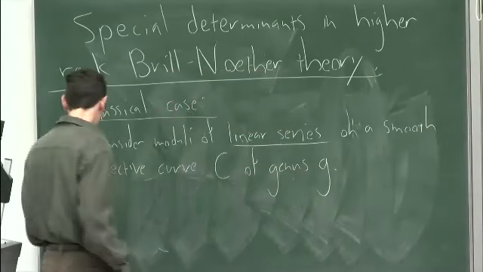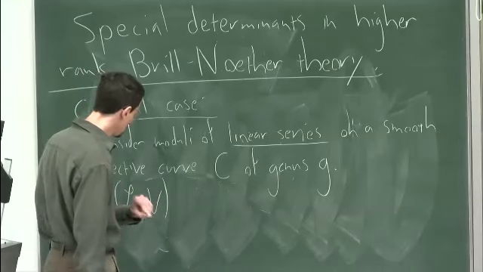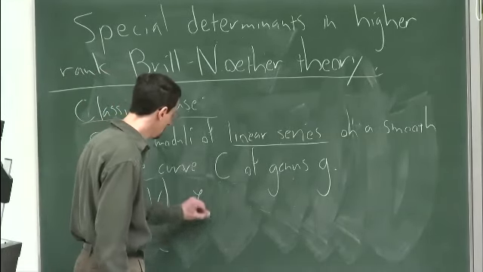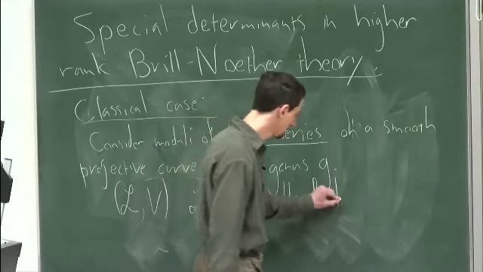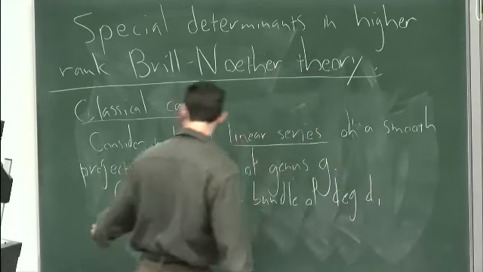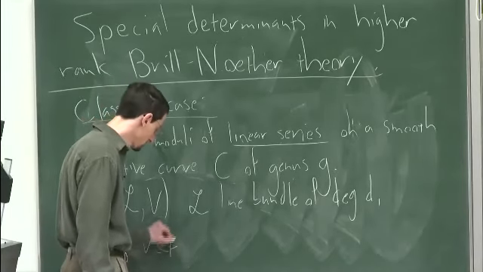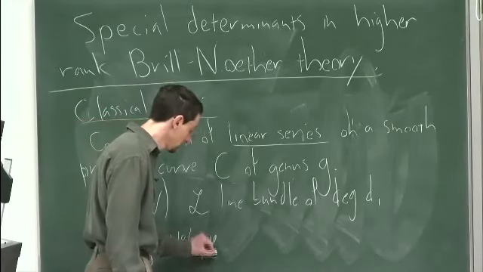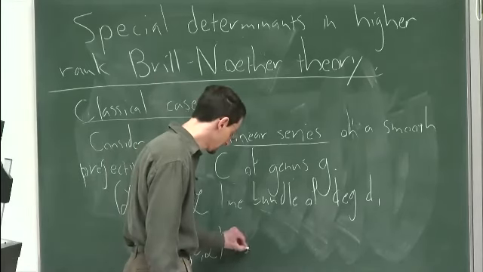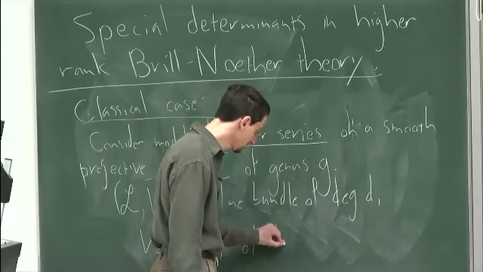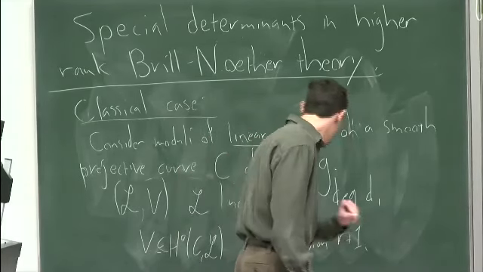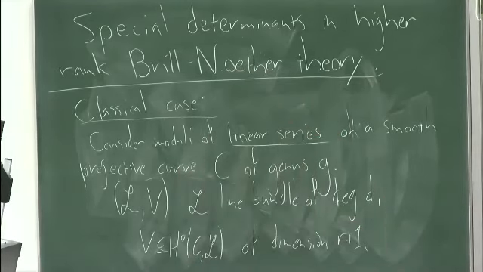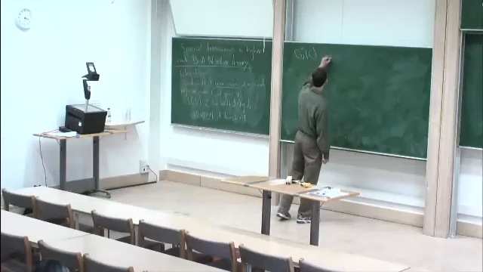And what do I mean by linear series? This is a pair of a line bundle together with a space of global sections. So L is a line bundle of some degree d, and V is a subspace of the space of global sections of L, which classically they denoted as having dimension r plus 1. And you write G^r_d(C) for the space of such pairs.